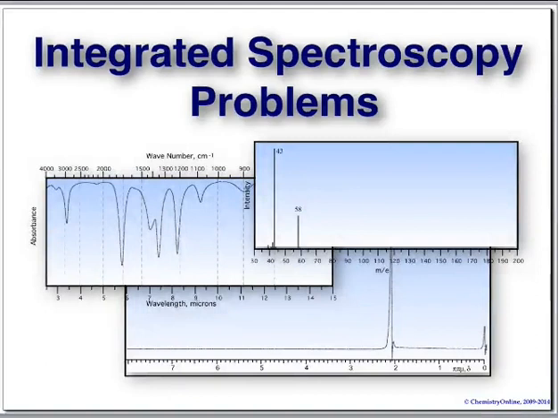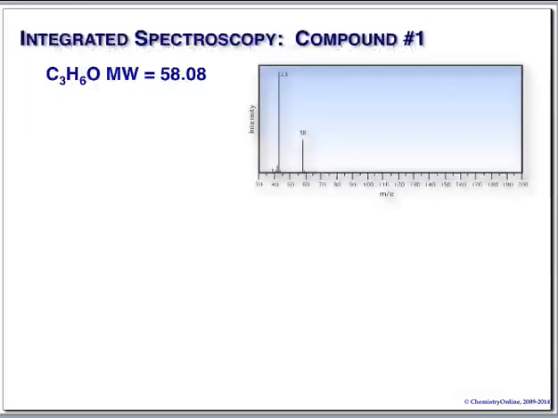We have NMR, mass spec, and infrared data. So it's good practice. Let's just make sure we all know how to do this. Our first compound, C3H6O, molecular weight of 58. This is the mass spec.